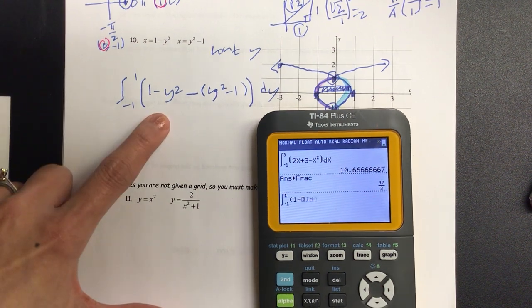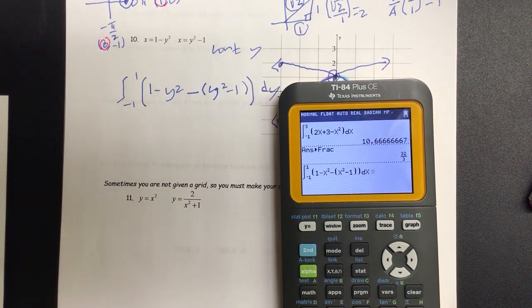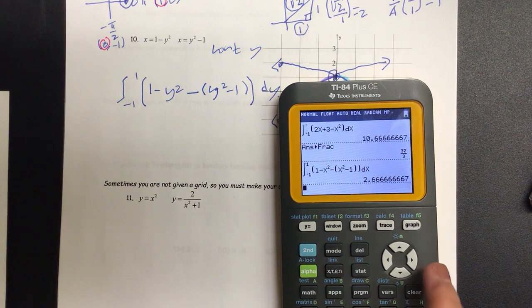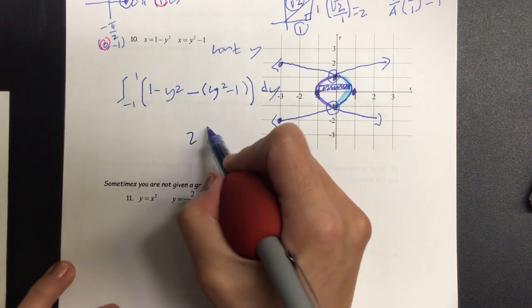So 1 minus x squared. And then minus parentheses, x squared minus 1. I'm going to close it. And dx. So how would I round 2.666? 2 and 2/3.